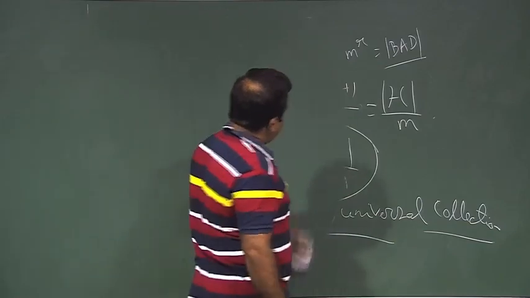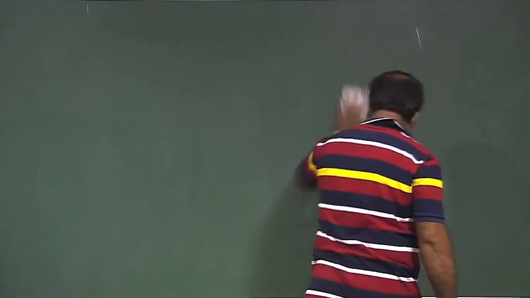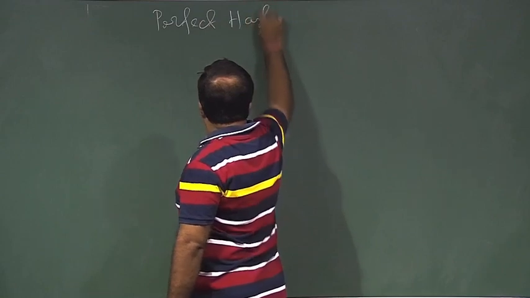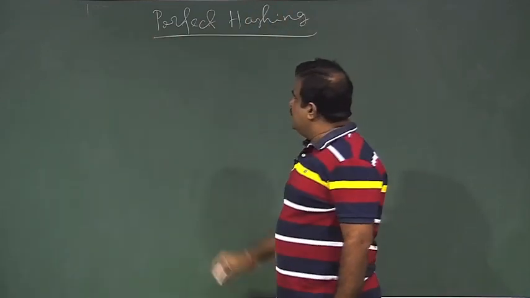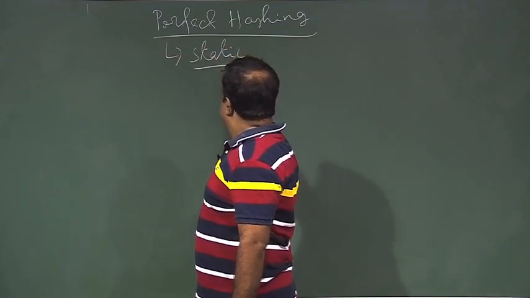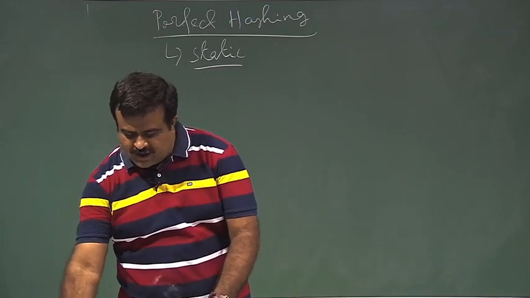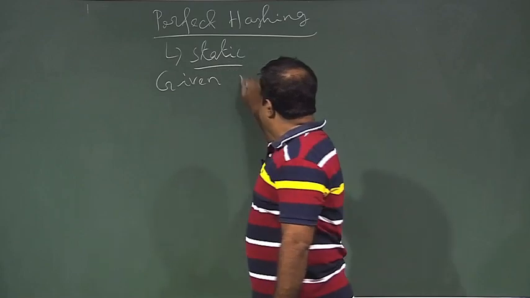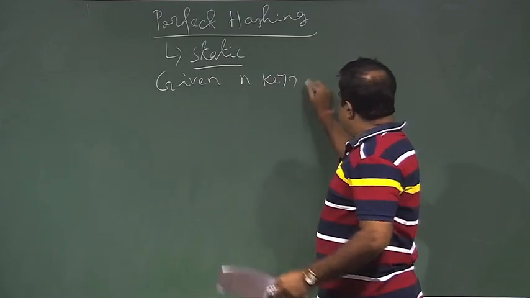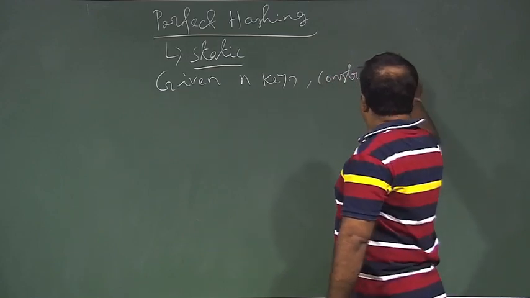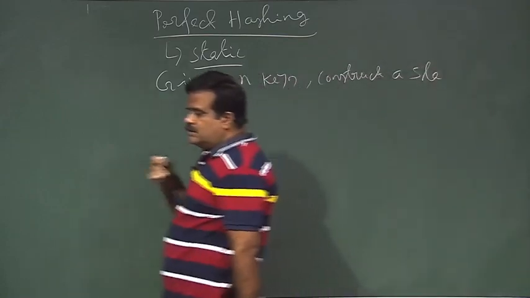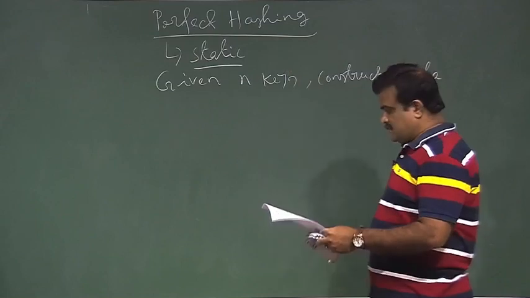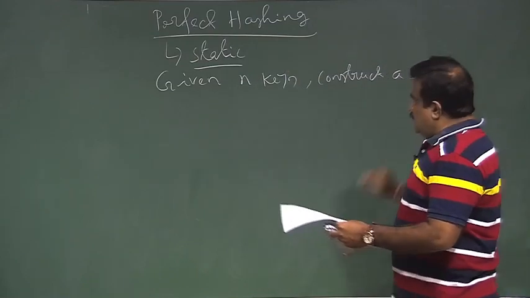So next we will talk about perfect hashing. It is basically a static arrangement. What we are doing here is, we are given n keys and we need to construct a static hash table. That means we are not allowing anybody to join or anybody to delete from this table. So the dynamicity we are not allowing here, this set is a static set.